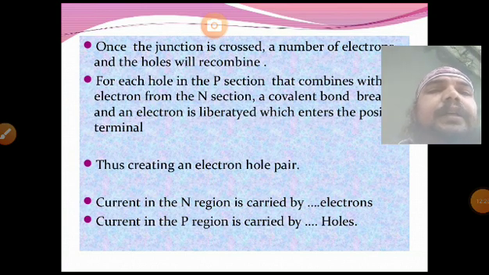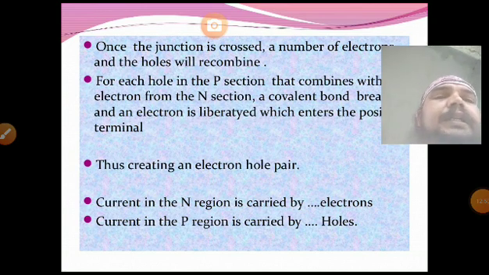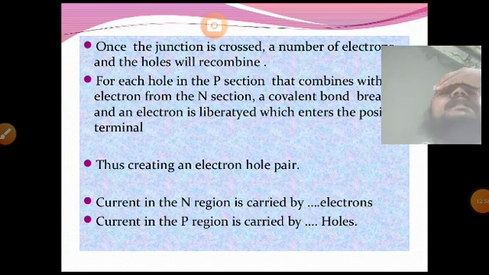The current in the n region is carried by the electrons and the current in the p region is carried by the holes. Majority charge carriers in the n region are electrons, and minority charge carriers in the n region are holes. Majority charge carriers in the p region are holes, and minority charge carriers in the p region are electrons.